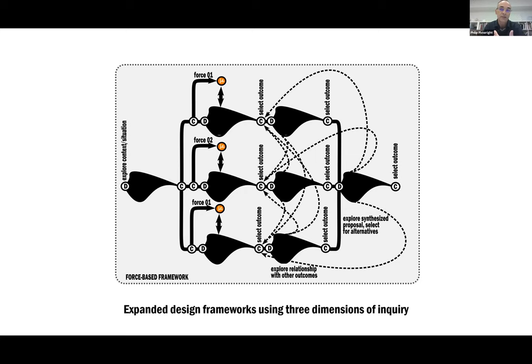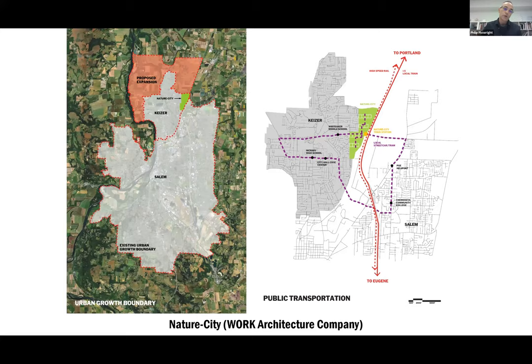So if we look at something, this is a project by Work AC, a New York-based practice. This project, which is called Nature City, was looking at a future possible urban development at the edge of another city, in Portland, I believe. And so what they were looking at, this is an urban growth boundary, and they were looking at how a city might develop to be more in relationship with nature. So what does it mean to actually have those two things not in conflict with each other, but in resolution?